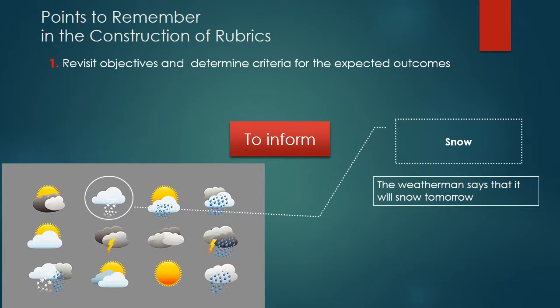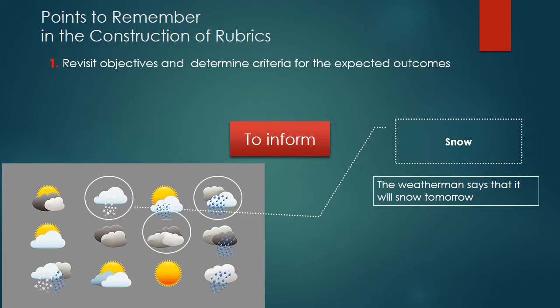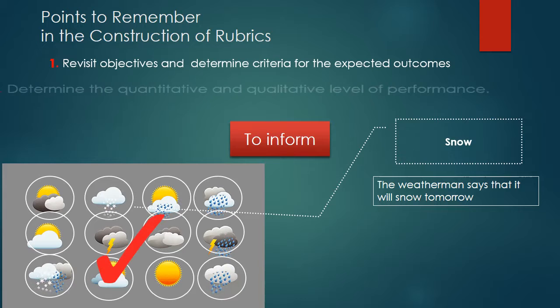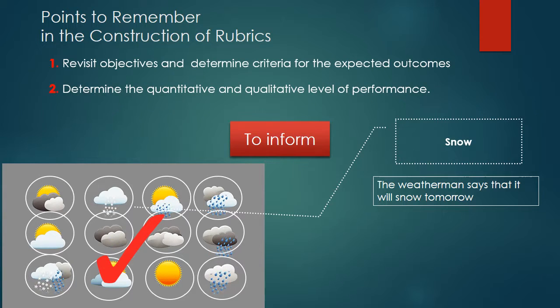The weatherman says that it will snow tomorrow. Let's say, for example, that this reporter is successful. By the end of her report, each one of us knows what these icons mean. Then that should say that she or he deserves a high rating because he has achieved his goal. And that is determining the quantitative and qualitative level of performance.